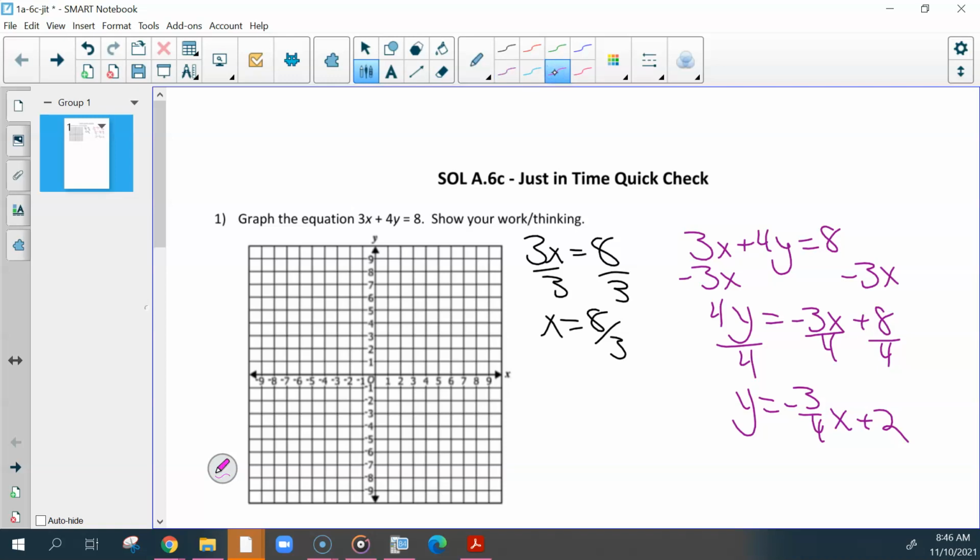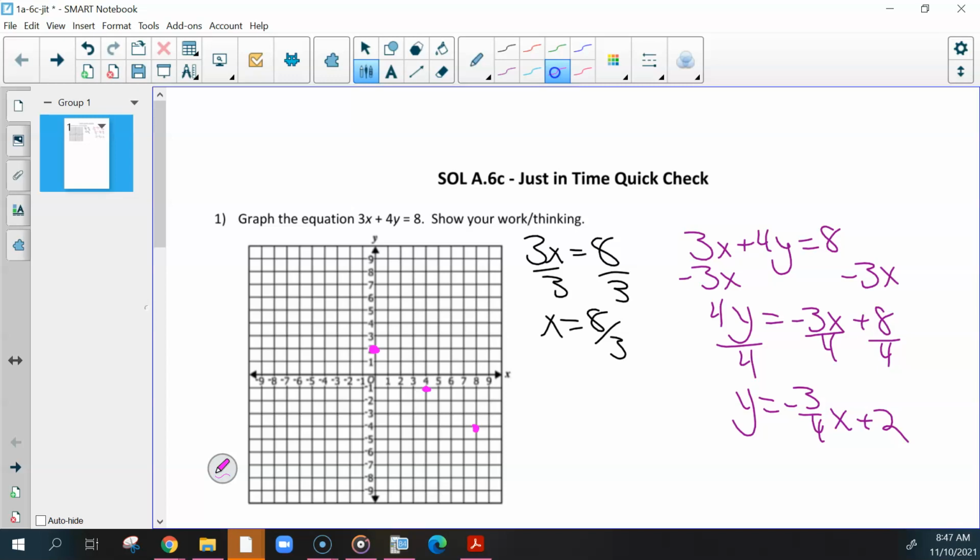Let's do bright colors. And then we have a negative slope, so we're going to go what directions? Down to the right. Down and to the right. So down 3, 1, 2, 3, right 4, as many times as possible. And that's as far as we can go that way.